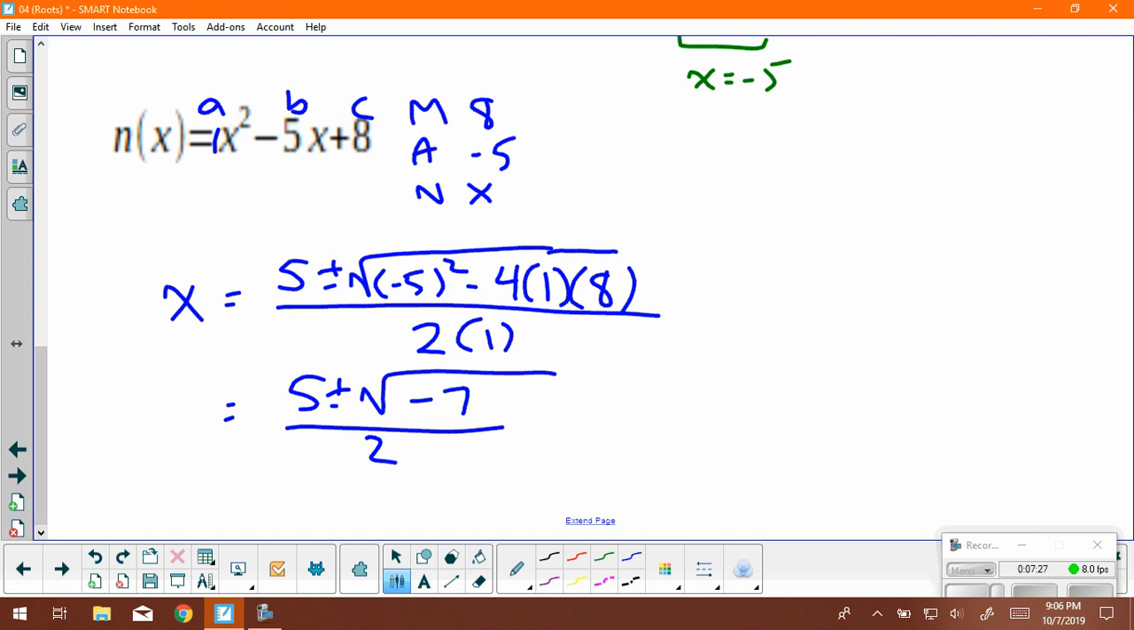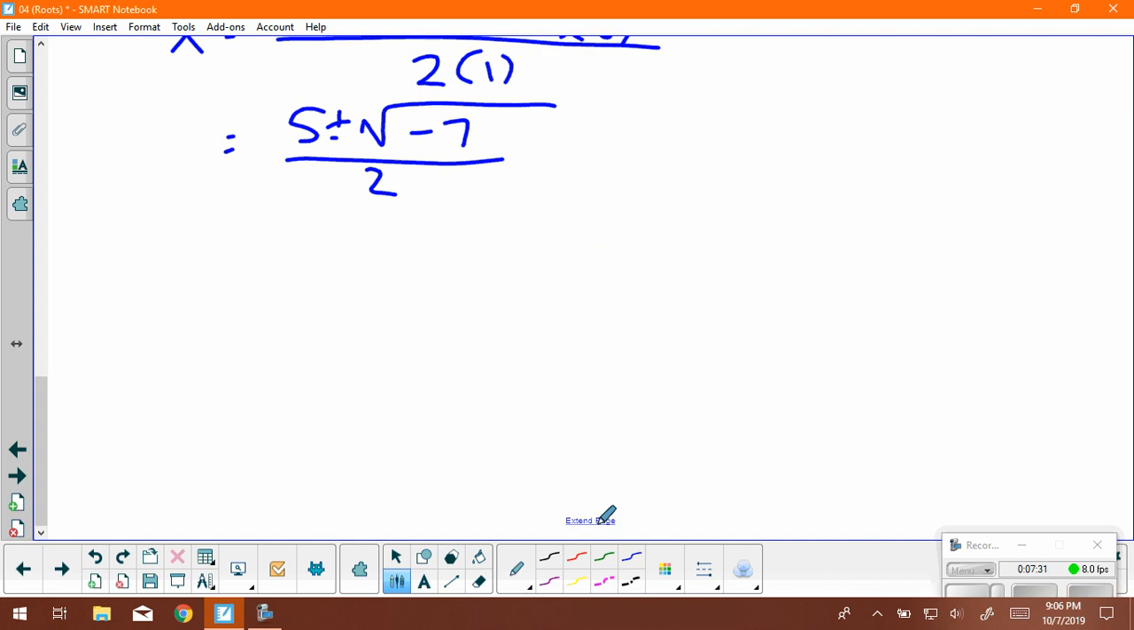Okay, and you may have encountered this last year. I certainly hope you would. Okay, I have a negative square root. Right, if you try it on a calculator, it gives you an error. You can't take the negative square root. So we're going to say, therefore, there are no roots. This does not have any roots.